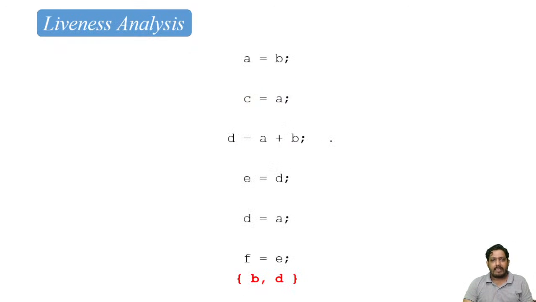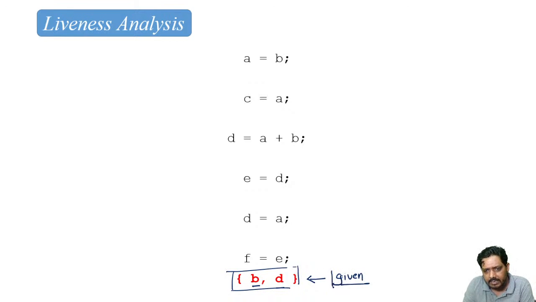Now, liveness analysis. Since this is the same expression where we have eliminated the common sub-expression, same example. At this point of time, we'll assume that b and d are live. Where b and d are coming from is something that is given to us. Why have I taken b and d? It is something that is given, that at this point of time, some variables will be live.